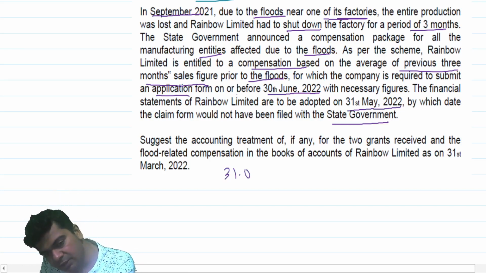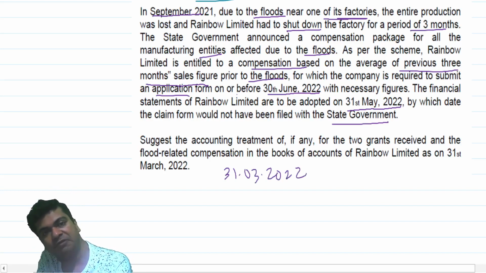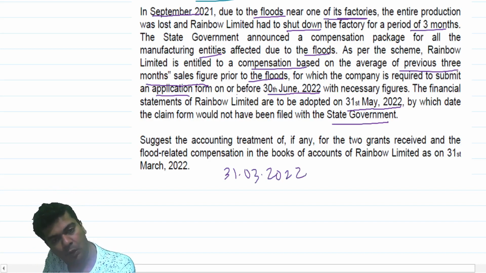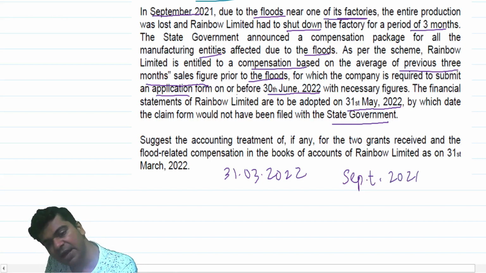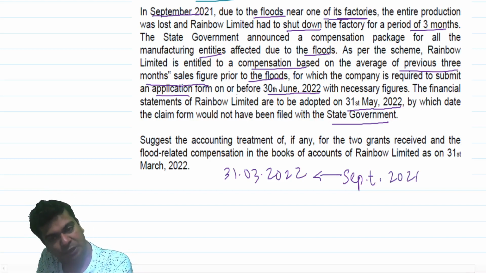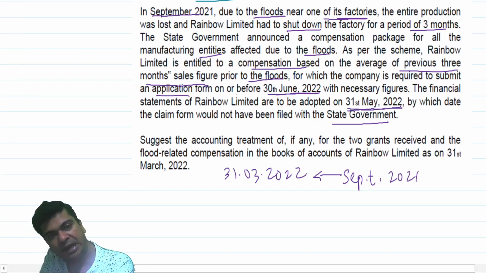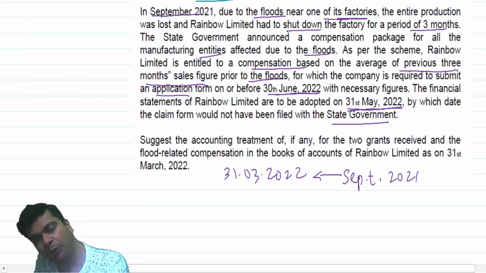See, the date with reference to which we are solving the question is 31st March 2022. Okay. Flood occurred in September 2021. That means flood has occurred during the year 21-22. That is fine. But application form and all, if you will see, they are saying that an application form on or before 30th June 2022, and we are able to adopt our financial statements only on 31st May 2022.